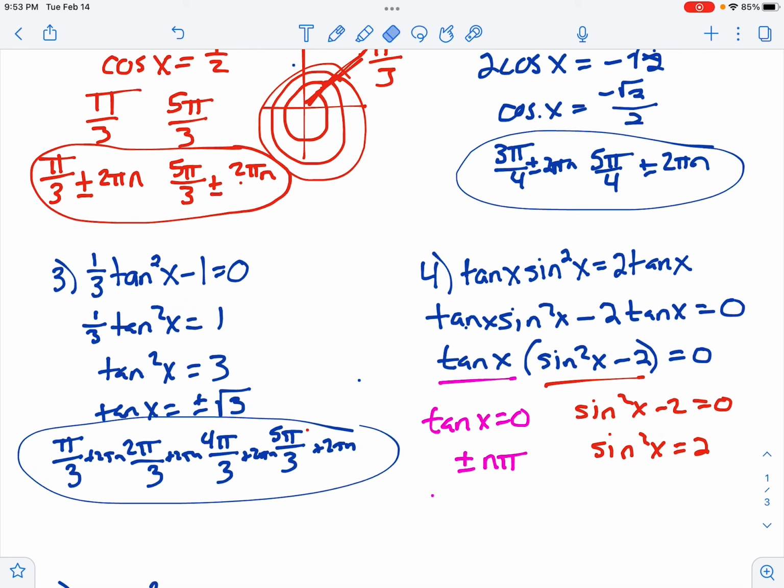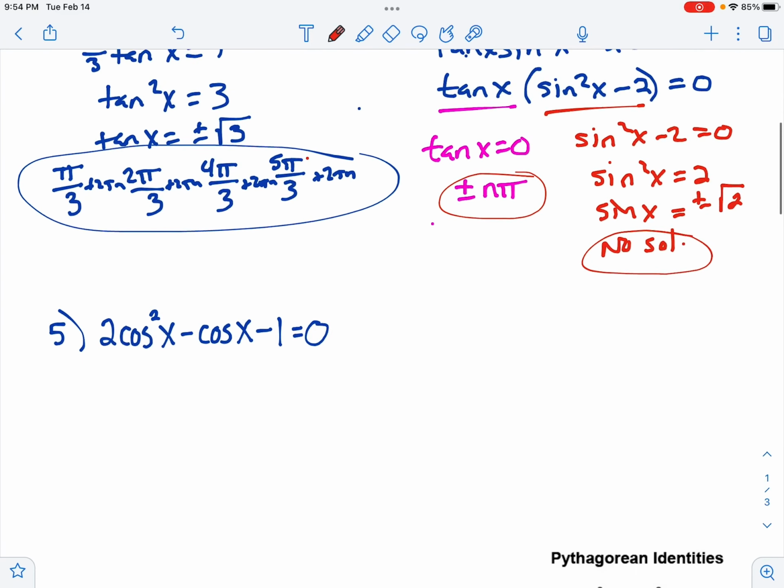Now, where on the reference circle does sine, oh, we forgot to square root. So let's square root both sides. So we have sine x equals plus or minus square root of 2. Where does sine x equal square root of 2? It doesn't. So there's no solutions for that part. So those are your answers.